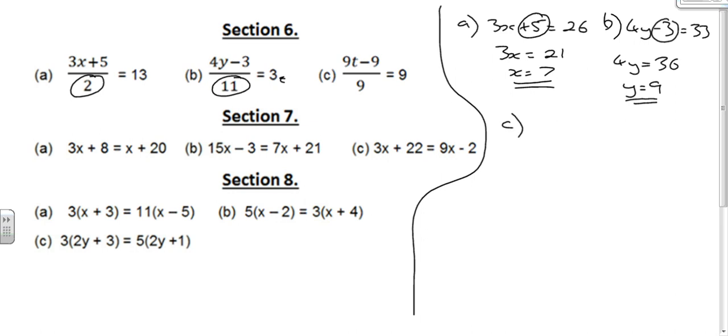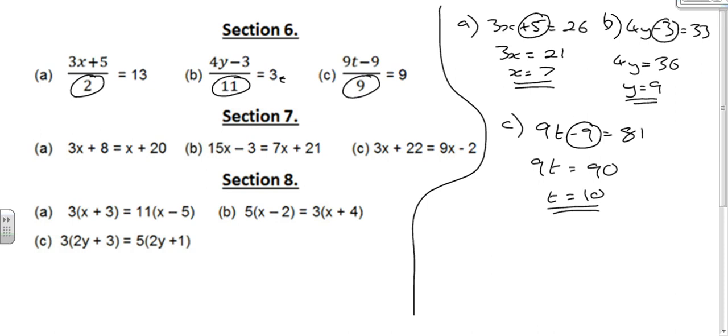Question C, 9t minus 9 divided by 9 equals 9. I got a little bit bored when I was thinking about numbers here. So step 1 is we get rid of the divided by 9 by multiplying by 9. We've got 9t minus 9. 9 times 9 is 81. Now we've got to get rid of that minus 9 by adding 9. So we've got 9t equals 90. And then if we divide by 9, we've got 90 divided by 9, which is 10. So for this question, t equals 10.